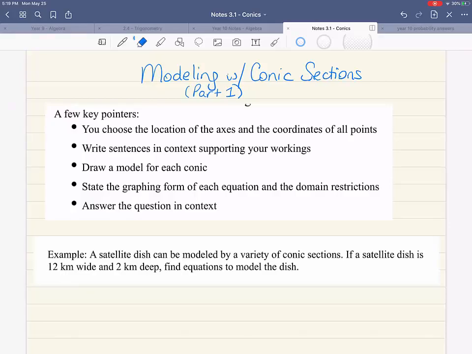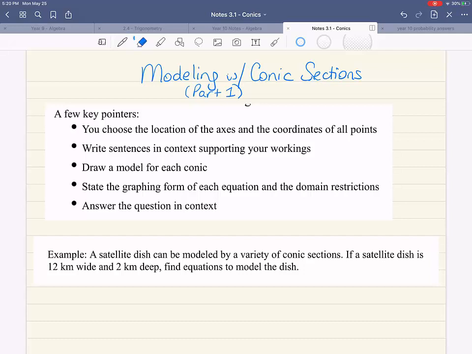Hi everyone. Today we're going to start talking about modeling with conic sections, and as you notice there are already some typed things on the page in front of you. So while I'm talking for a little bit, if you want to start copying these down, and if you are not done by the time I'm ready to go on to the next part, just pause the video and write the rest of it down.